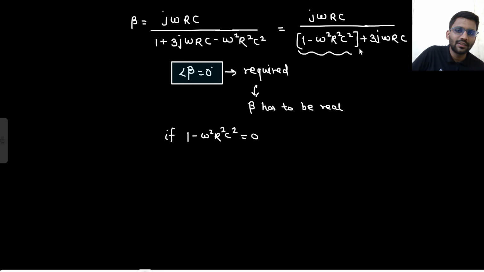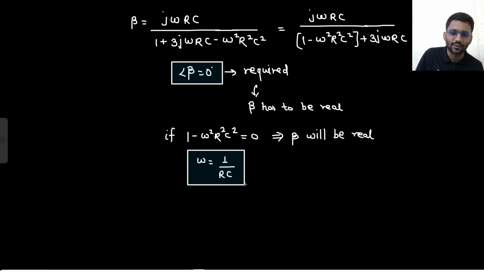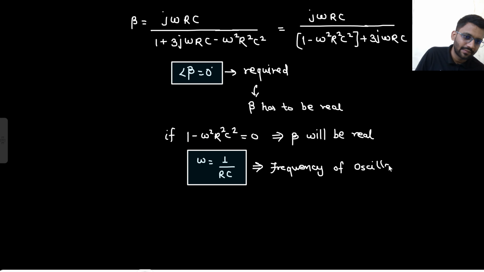Yeah. So if I put this equals to 0, then this imaginary j and j will cut and it will be real only. My target was to make beta real. If I put omega term equals to 0, then beta will be real. So what will be my frequency of oscillation? From here I get the value of omega, that is omega equals 1 by RC. So this is my frequency of oscillations.